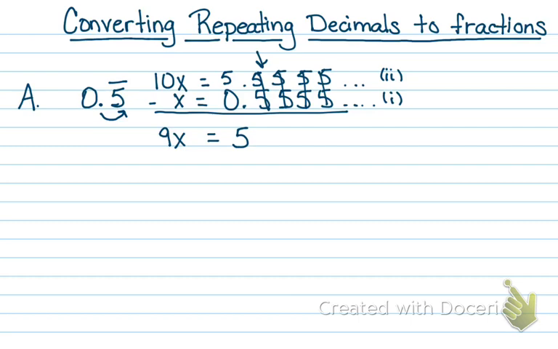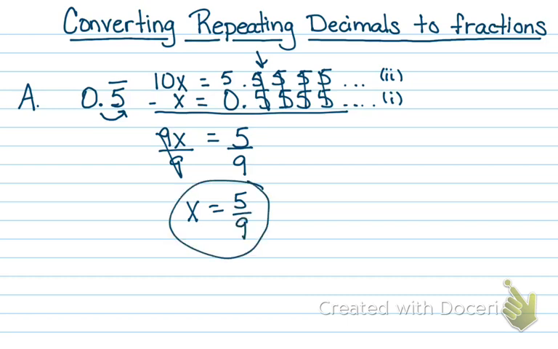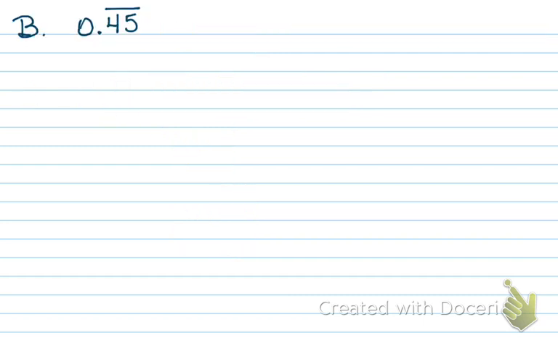So now I have a very simple equation. I'm now going to solve for x because I want to know what x would be, what I'm writing as a fraction. So divide by 9, x equals 5/9. So this is what it would be if I wrote 5 repeating as a fraction: 5/9. So start paying attention to what's happening here when it's repeating with just one place. I actually put a 9 on the bottom. Let's go on to example B.